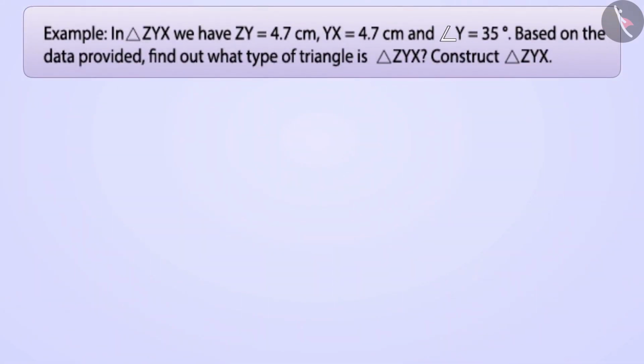In the next example, in triangle ZYX, we have ZY is equal to 4.7 cm, YX is equal to 4.7 cm, and angle Y is equal to 35 degrees. Based on the data provided, find out what type of triangle ZYX is. Construct triangle ZYX. Here, we have to find the type of triangle ZYX and construct it.